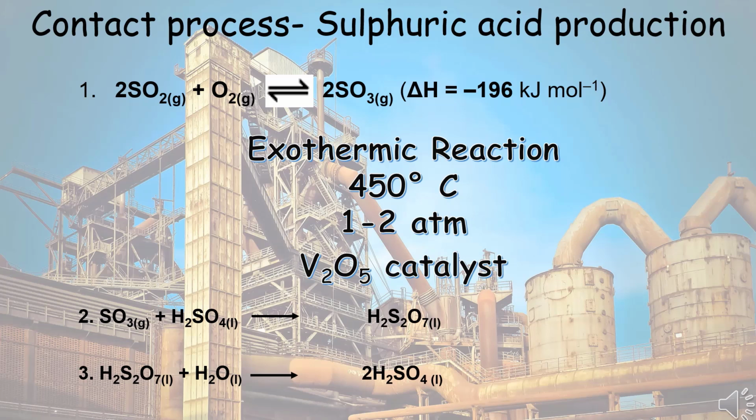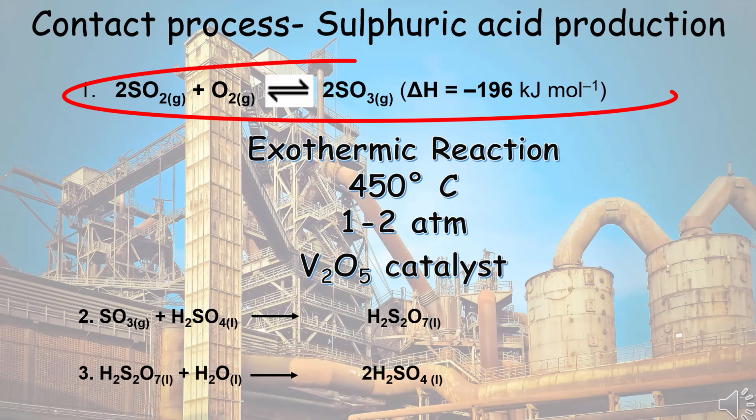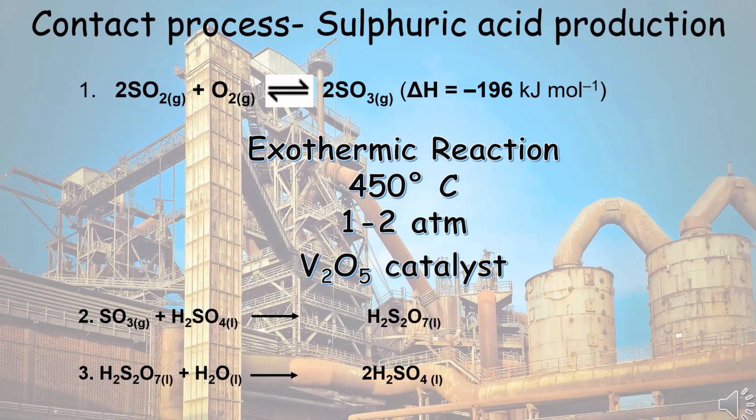Can you tell me which step is controlled by Le Chatelier's principle? Yes, it is the first step, as this principle is valid only for a reaction at equilibrium. The contact process of sulfur trioxide production is economically efficient for the manufacture of the important industrial chemical sulfuric acid, which is an exothermic reaction, as the enthalpy change is negative.